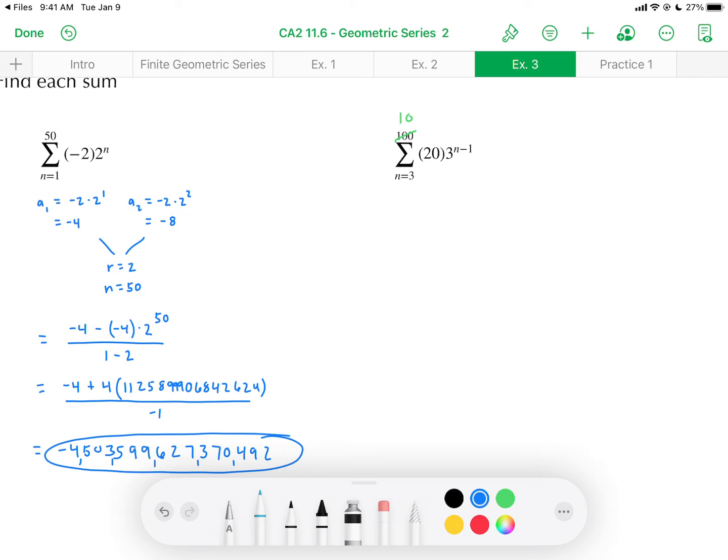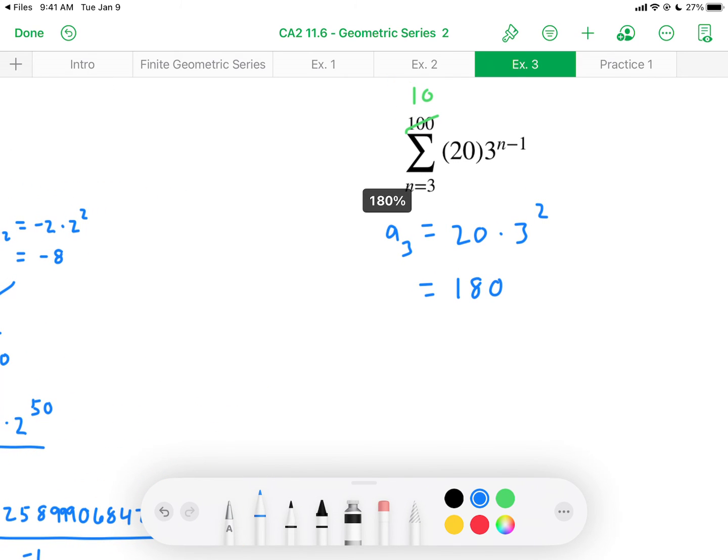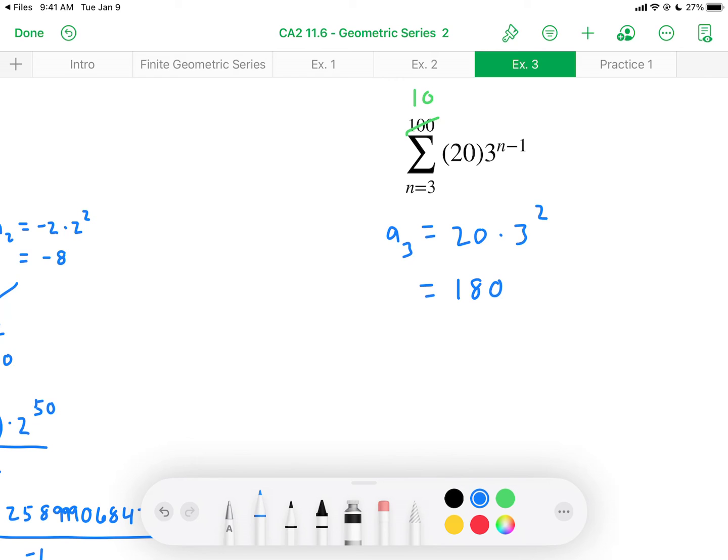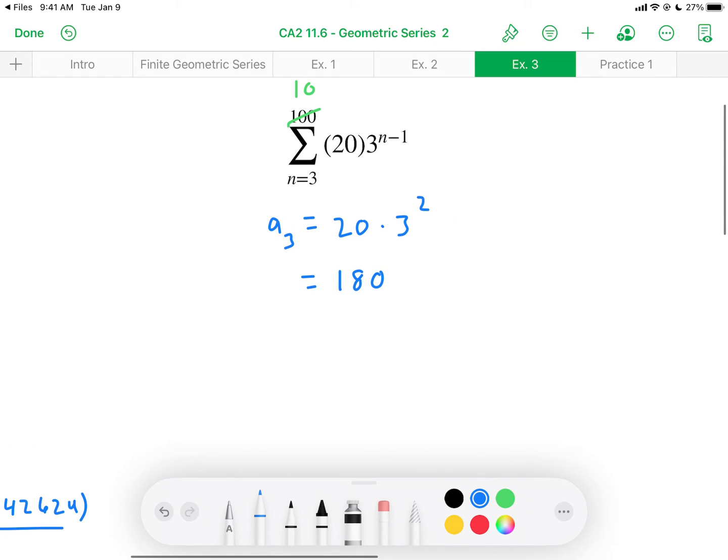All right, so a sub 3 would be the first number we're adding here. That's going to be 20 times 3 to the second power, right? Or 20 times 9, which is 180. Everybody okay with me plugging 3 in first? Because that's the lower limit this time, right? Okay, what's r? 3. And then what should n be here if we're adding the third term through the 10th term? 8.